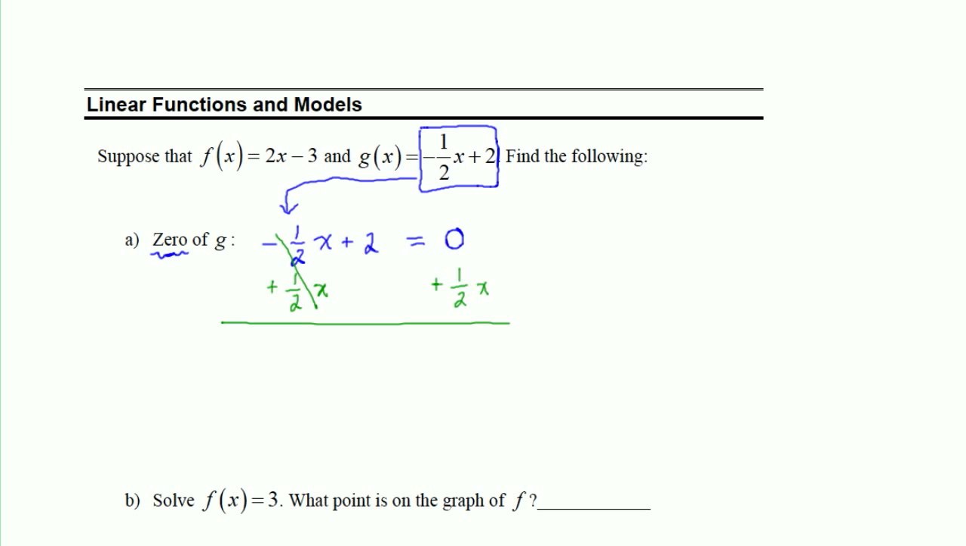That gives us 2 equals 1/2 x. And next we can multiply both sides by 2, which is the reciprocal of 1/2. I'll call that 2 over 1 here, and I'll just call it 2 on the left-hand side, so that the 2's cancel, x equals 4. So the 0 of g is just the value 4.